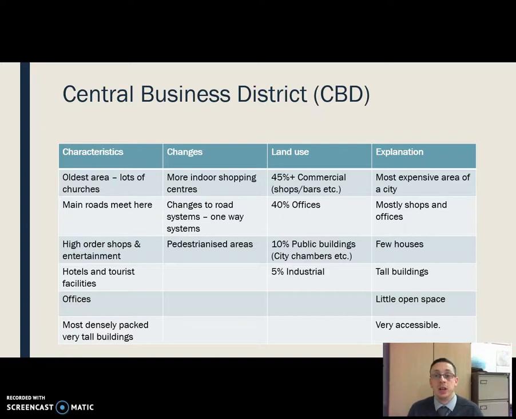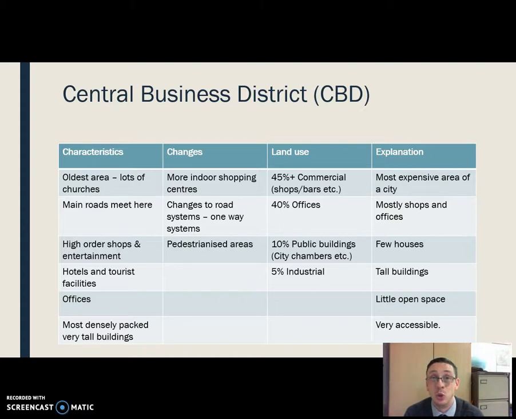Now, what do we see in terms of land use, how much of a split have we got? As you can see from the list here, we've got 45% plus commercial land use. So that's nearly a half to well over a half of the land use is shops, bars, entertainment, things like that. The next 40% or so is going to be offices. And then the next 10% is going to be public buildings, like in Glasgow, the city chambers or courthouses, things like that. And then your last 5%, you might have some factories and things like that, which we would class as industrial.